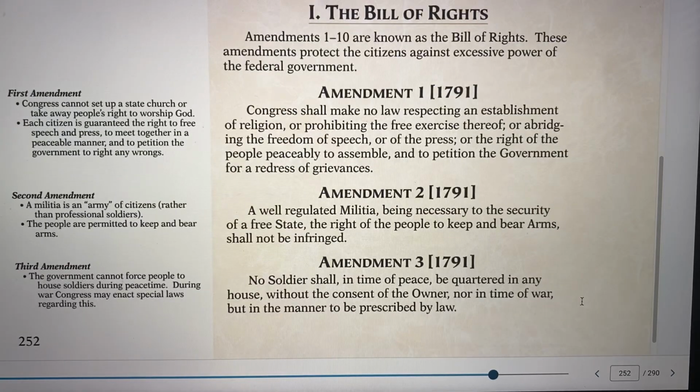Now I'm going to go through the Bill of Rights because these will be on your test. I'm going to go through it quickly, but I think I'll do that in another video.